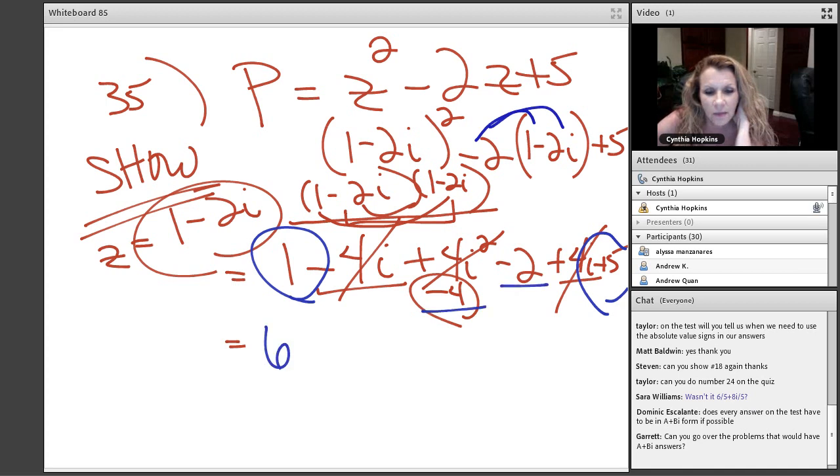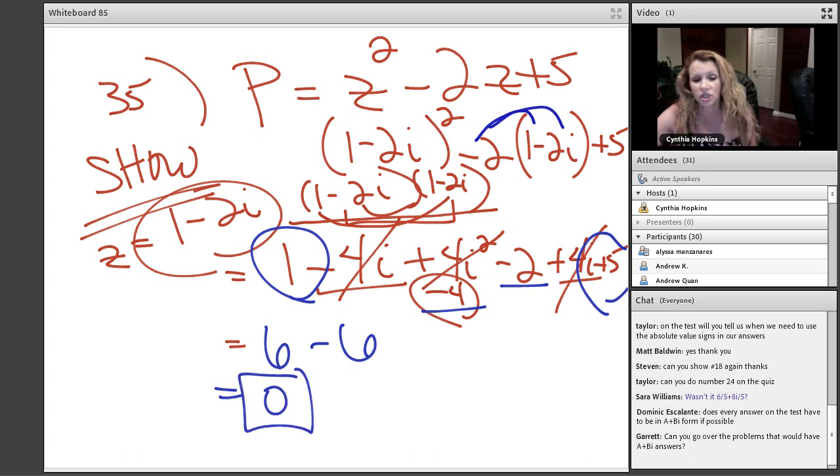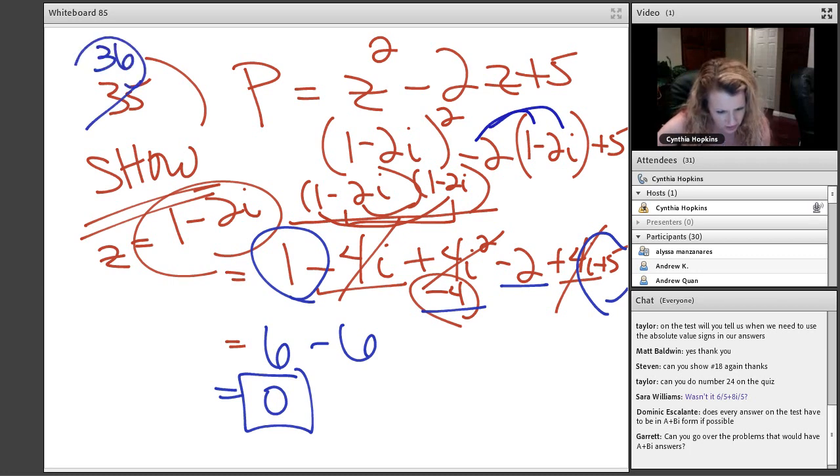And then I combine the 2 negative terms. And so negative 4 minus 2 is minus 6. And that, of course, equals 0. And that's what I was trying to show, is that plugging in 1 minus 2i is a 0 of the polynomial, because it makes my polynomial equal 0. Okay. That was number 36. Okay, so now I'm going to go back and do 35.